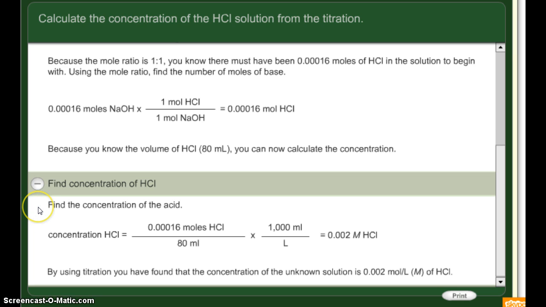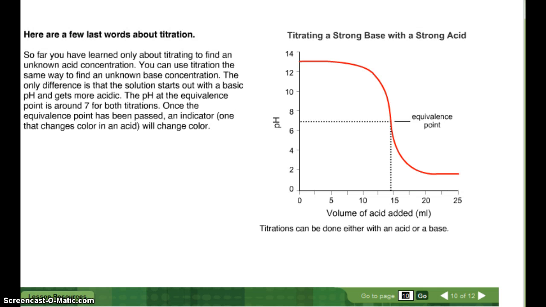So if you didn't get a chance to pause it and look through the rest, we are finding the concentration of HCl, and so it has to be moles per liter. So we have to change milliliters into liters again, and then take your 0.00016 moles HCl divided by 80 milliliters, which gives you 0.002 HCl. By using titration, you have found that the concentration of the unknown solution is 0.002 moles per liter, or molar, of HCl. Here are a few last words about titration.